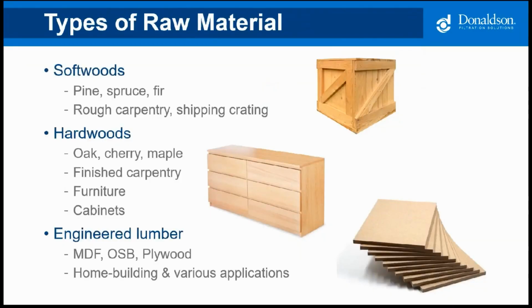The type of raw material is another important consideration in selection and sizing of dust collectors. We break these down into three primary groups: softwoods, hardwoods, and engineered lumber. Softwoods typically have a much higher moisture content, and frequently when working with pine, we would move to a polypropylene bag as an example of something we might do to compensate for the higher moisture.